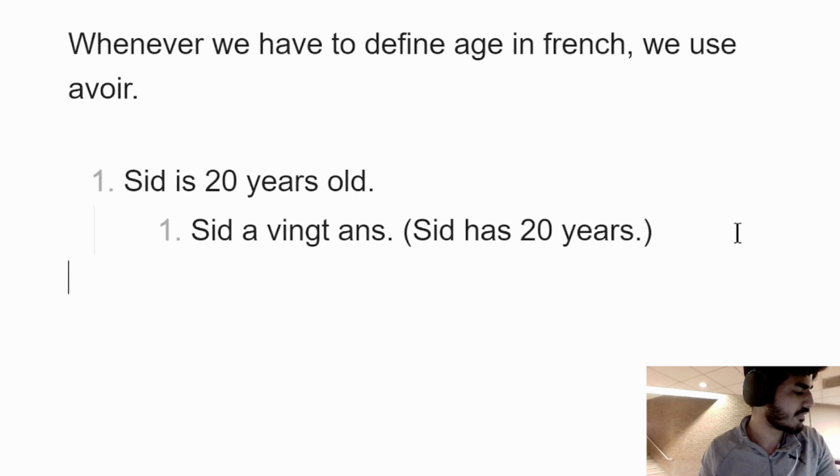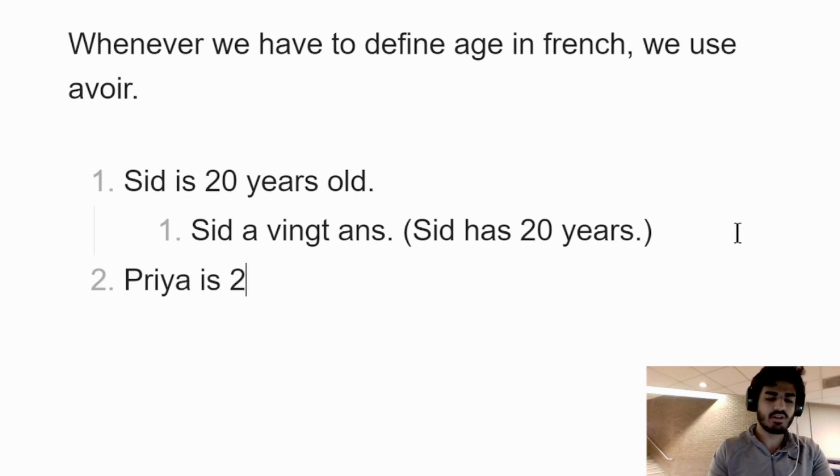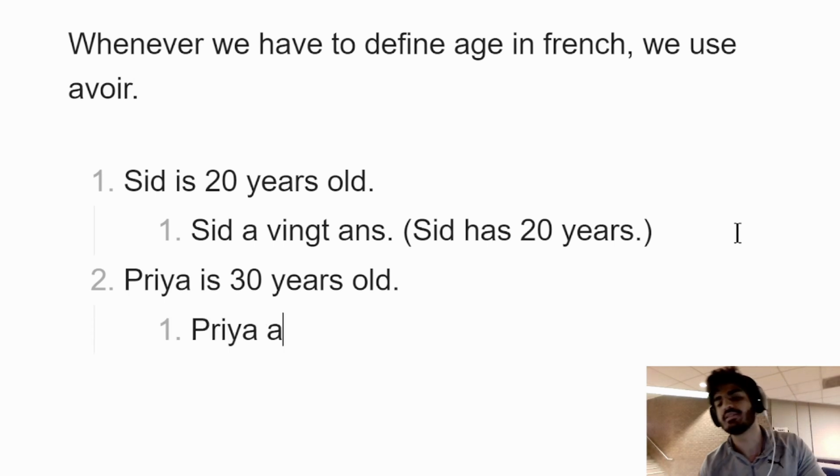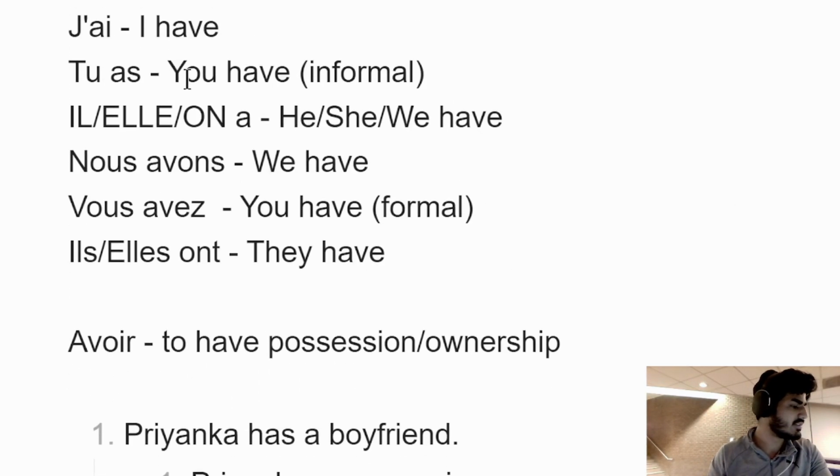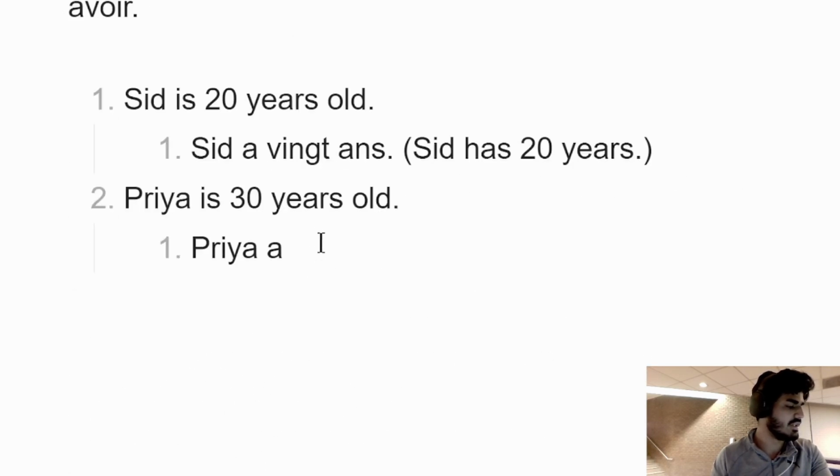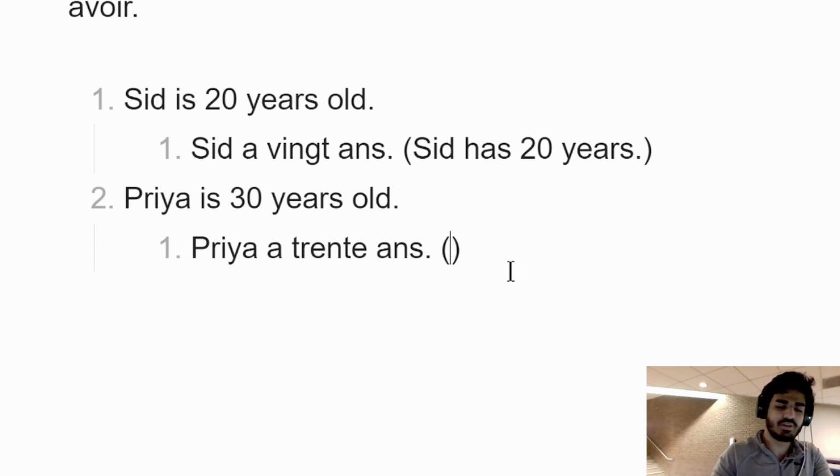Next one: Priya is 30 years old. So Priya a. Why Priya a? Because Priya is third person singular. Third person singular is il, elle, on, a. So Priya a 30. How do we say 30? Okay, so Priya has 30 years.